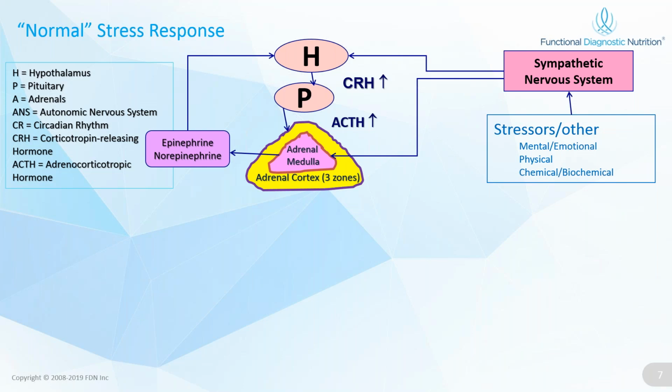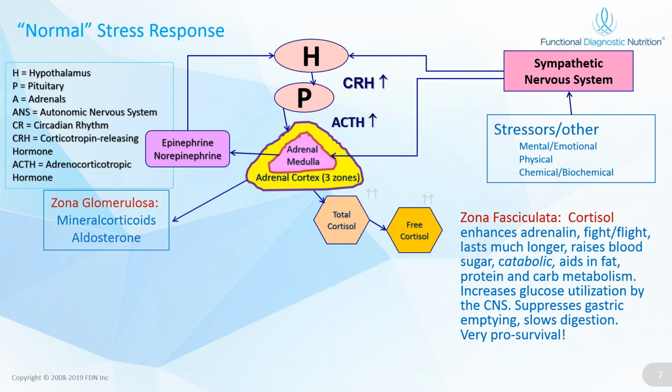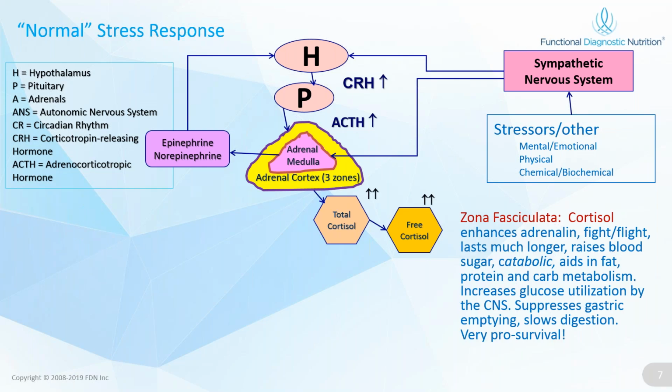And when you're getting pushed around like that, you have all this stressful stuff. One of those zones, the zona glomerulosa, is responsible for mineralocorticoids and aldosterone. That has to do with your electrolyte levels. We won't focus much on that today. What we'll do instead is talk more about the zona fasciculata, which is where the cortisol is made. You know for certain this enhances adrenaline in the fight-flight mode. It lasts much longer. It raises your blood sugar.